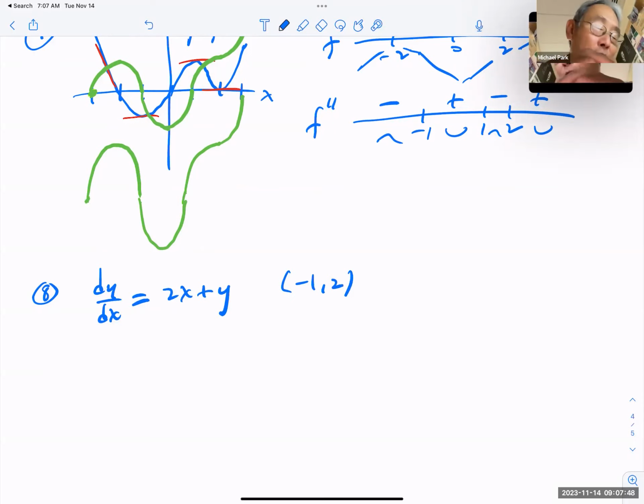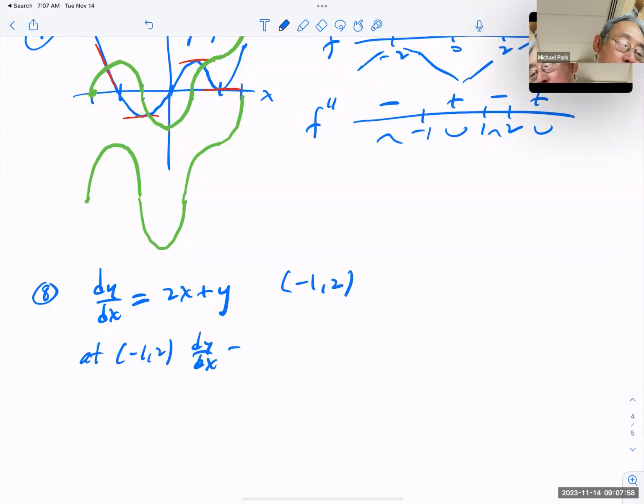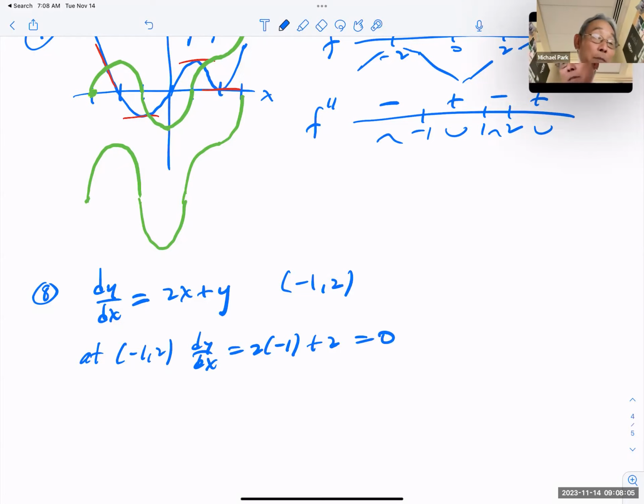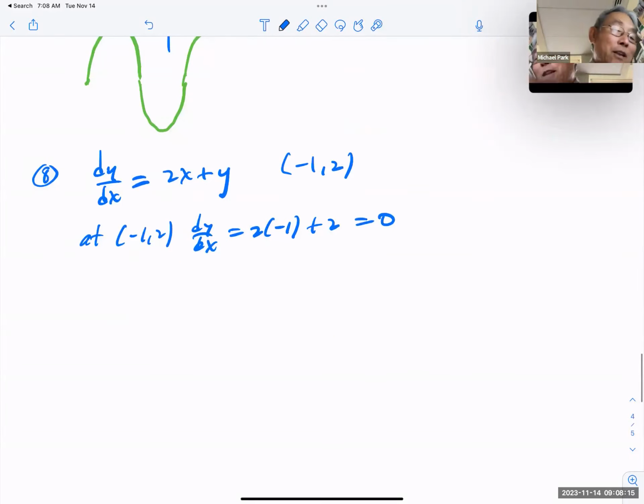So what's the first thing you got to find out? You got to make sure the first derivative is 0. So at the point -1, 2, dy dx is equal to 2 times -1 plus 2, which is 0. Okay, so there is going to be a possible maximum or minimum there. Now, if it doesn't come out to 0, then the answer would be neither. And you can just say because the first derivative is not 0. But then what's the point otherwise, right?